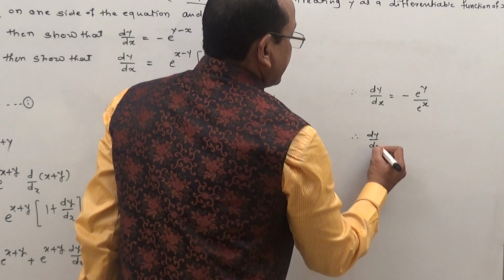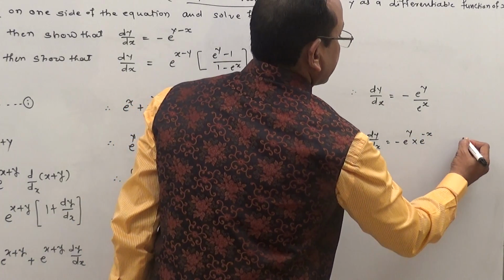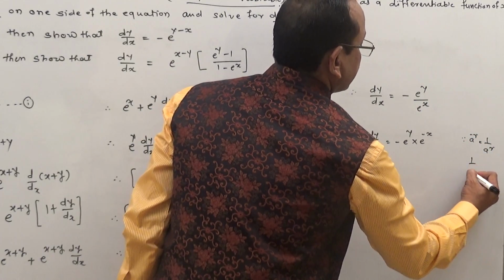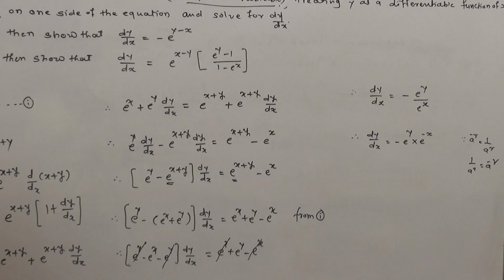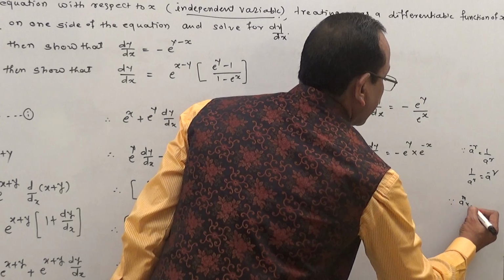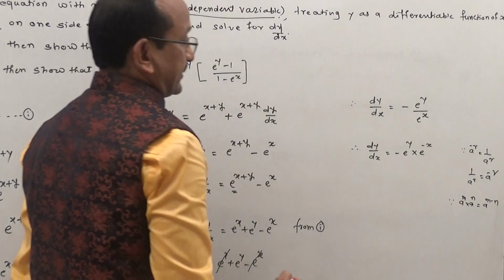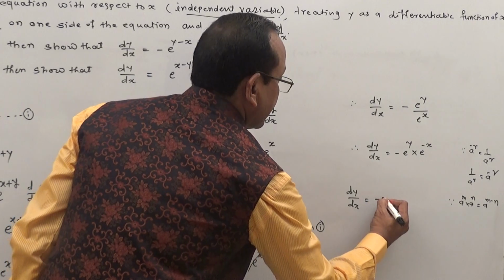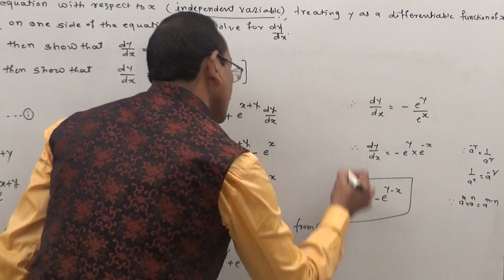dy by dx is equal to minus e raised to power y into e raised to power minus x, because a raised to power minus n is 1 upon a raised to power n, by the laws of indices. And so by this law, a raised to power m into a raised to power n is a raised to power m plus n. So here dy by dx is equal to minus e raised to power y minus x, which is the required proof.